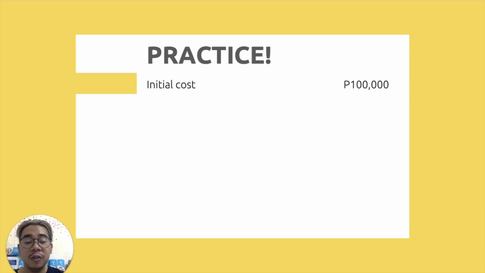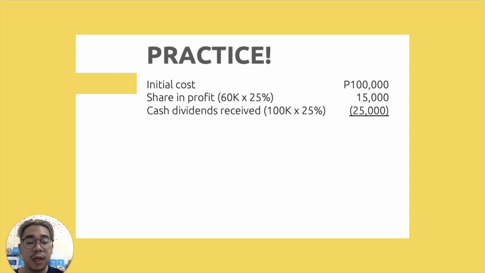So, computing muna natin yung carrying amount. The initial cost is 100,000. Tapos yung share in profit, madadagdag yan. 60,000 times 25%, that's 15,000. Yung dividends, babawasan natin sa carrying amount. So, that's 100,000 times 25%. That's deduction of 25,000. Therefore, the carrying amount on December 31 is 90,000.